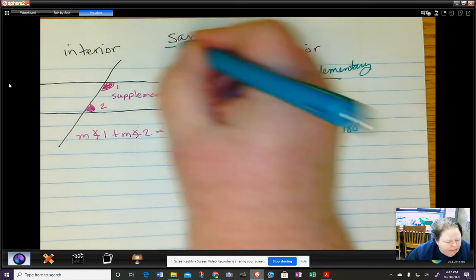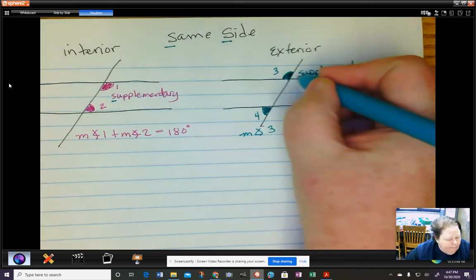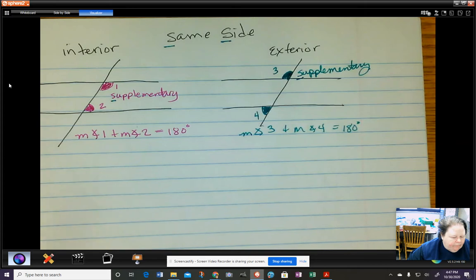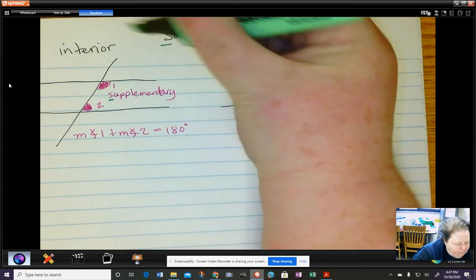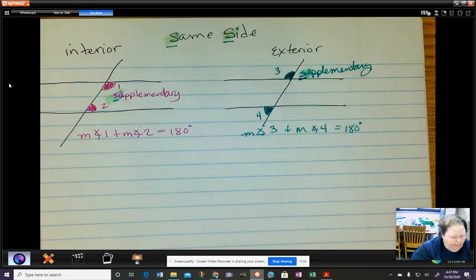If it starts with an S, has an S in it, then it is supplementary. Same side, supplementary. That's a quick hint to help you out.